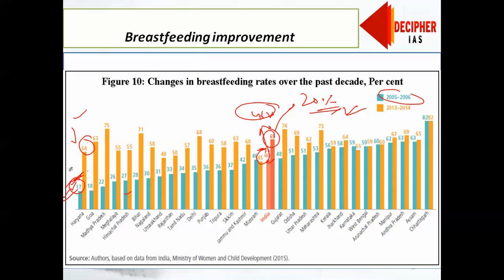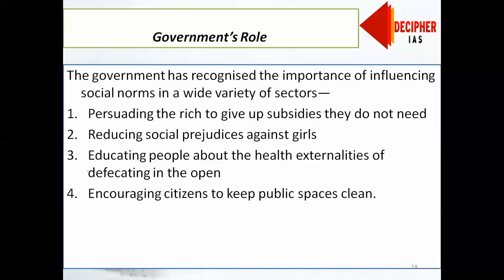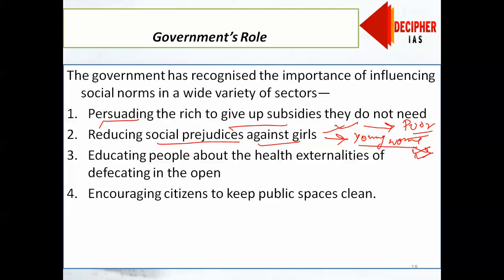So now, what role does the government have to play in breaking some social norms which have been problematic for the mother and the child? First of all, persuading the rich to give up subsidies. This will obviously help the poor mother as well as child. Also, reducing social prejudices against girls. Obviously, I told you recently, young women are discriminated against, and hence low birth weight. So when this discrimination is ended, women will eat properly and will give birth to healthy children.